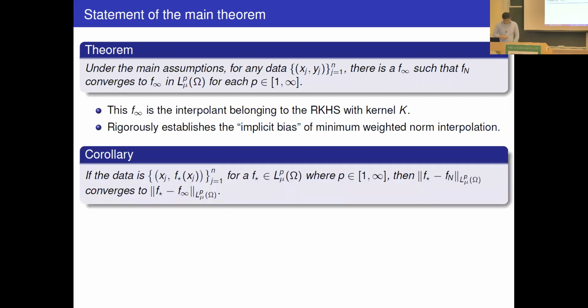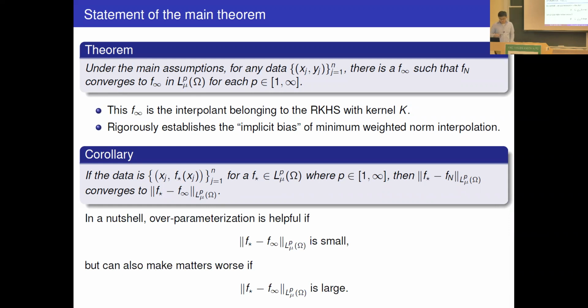So as a corollary of this, if the labels y are generated by sampling some f star, then one can get a bound on this generalization error, the error between f star and the n-parameter interpolant in LP. And this error will have to converge to this limiting error here.